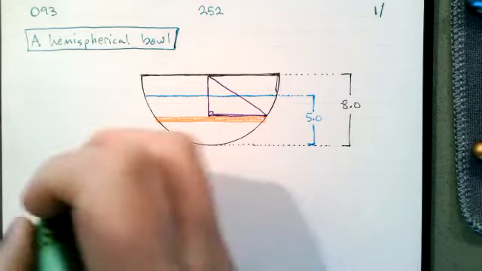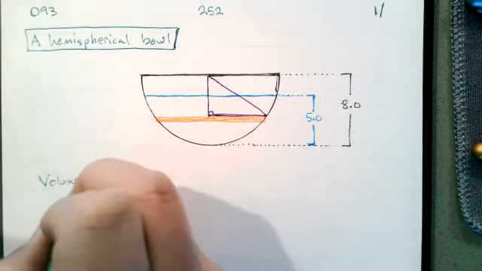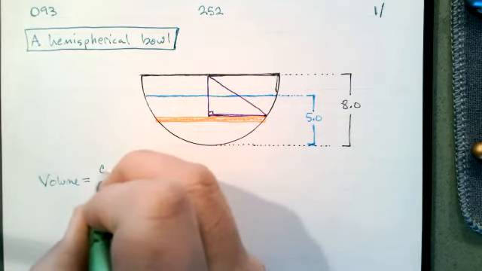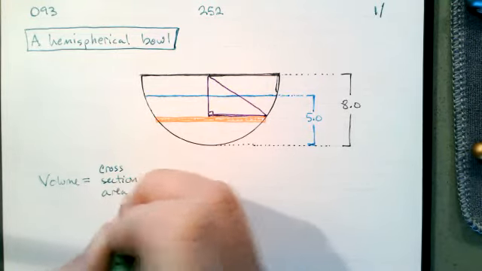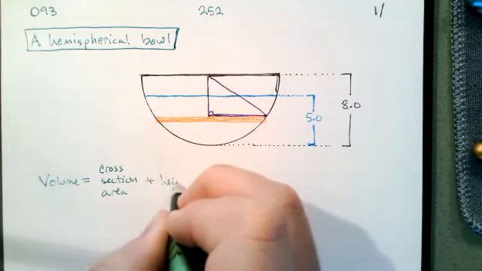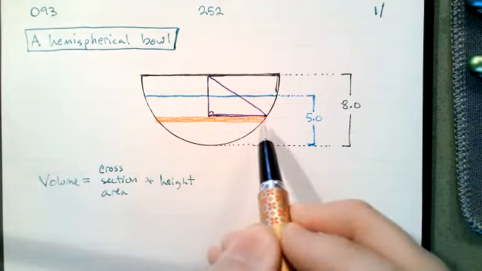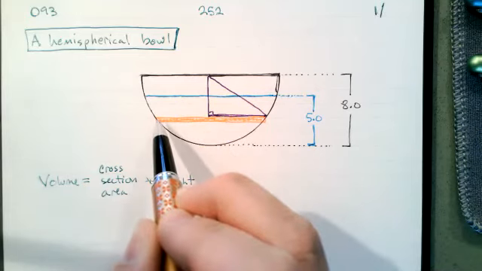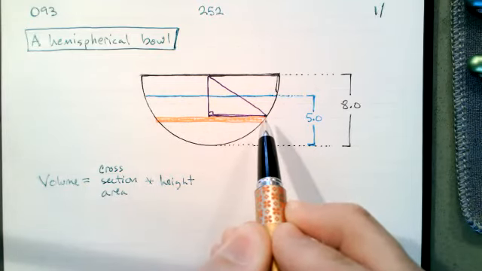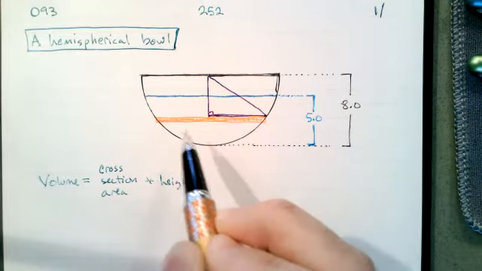So what we're going to use is that volume is cross-sectional area multiplied by height. Because what we notice is if I look at this slice of water, this orange slice of water, if I look at this bowl from the top, that shape will always be a circle. Anywhere we cut horizontally along this bowl, we will see a circle of water. So it will always have the same shape, but the area will change.